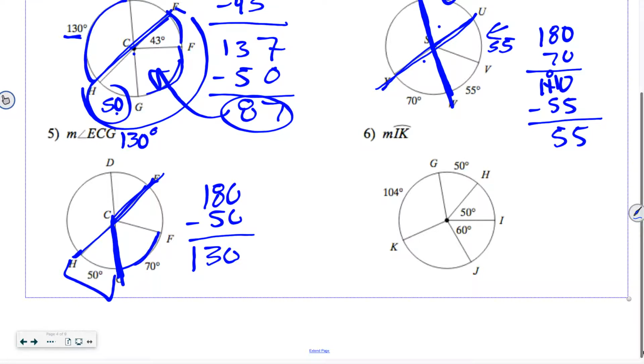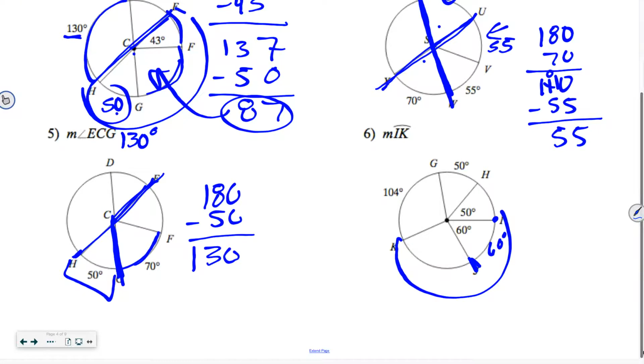All right, now they want me to find IK. So they want me to go from I to K and figure that out. Well, I can already see this piece is 60. I just have to figure out how much is this piece. Well, if you notice, all the other angles are given in a circle. So if I'm looking for these two pieces together, I can just take away these amounts from 360 for a whole circle.